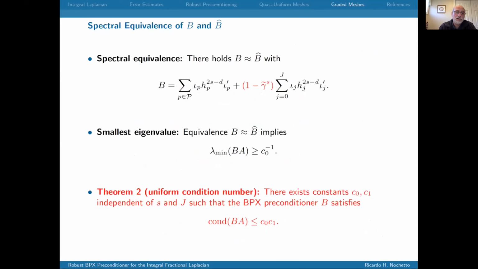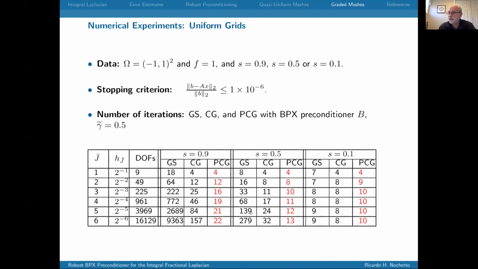And to conclude, let me show you some numerical results. These are done in a square. This is for uniform grids, and you can see here the behavior of the preconditioned conjugate gradient, the number of iterations for different levels. It's very stable, and it's not very sensitive with respect to S. It doesn't misbehave for S small, as I mentioned earlier.